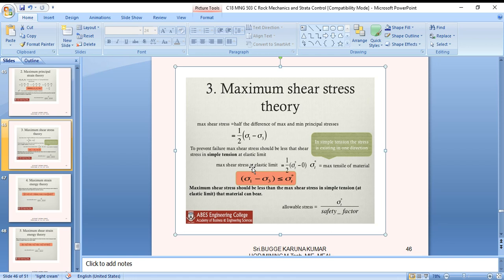Maximum shear stress at the elastic limit is half of the maximum tensile stress of the material. So sigma 1 minus sigma 3 should be less than or equal to sigma t, the tensile stress. The maximum shear stress should be less than the maximum shear stress in simple tension. See here again, simple tension is at the elastic limit that the material can bear. So available stress is equal to the simple shear stress divided by the factor of safety. So the factor of safety can be visualized in such a way that failure is prevented.